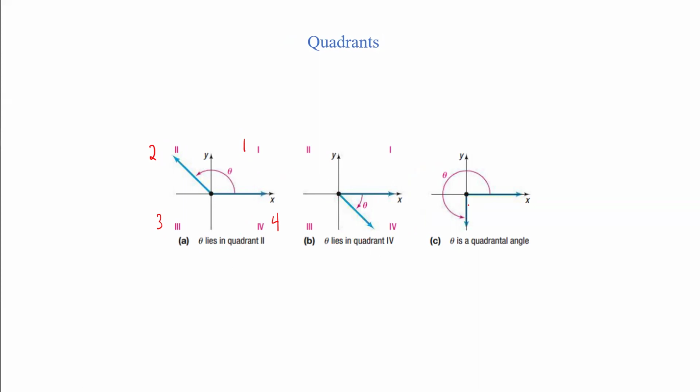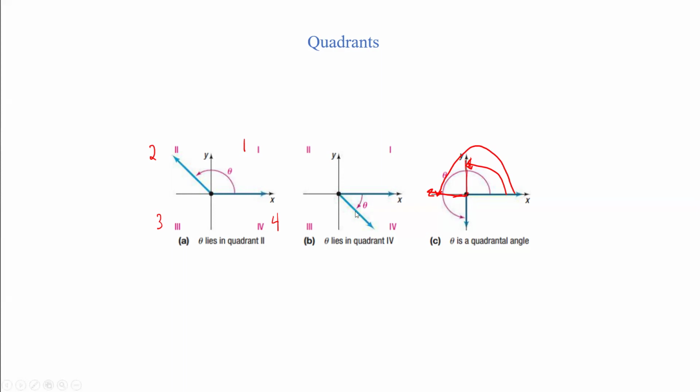And then we've got this special situation here. If I do not land within a quadrant with my terminal side, then I land on one of the axes. It makes a quadrantal angle. There are two more we could make here. I could make a quadrantal angle that terminates here, on the positive y-axis, or I could make a 180-degree angle that terminates here along the negative x-axis.